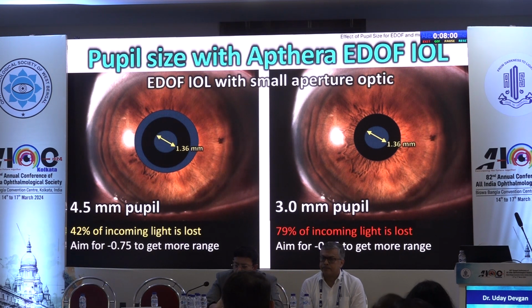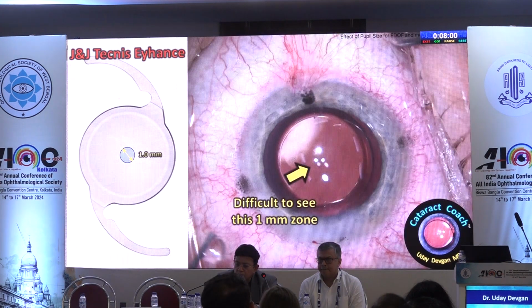Now this lens, obviously, we talked about with a 4.5 millimeter pupil, you're going to lose about 40% of light. And these lenses, if you have a 3 millimeter pupil, you're going to lose about 80% of the light. And so in both these situations, however, you aim for a little bit of minus post-op. The reason is you'll get a little bit more range, because obviously the pinhole effect, if your patient ends up minus 0.5, minus 0.75 with the pinhole, they're still able to see 6.6 at distance.